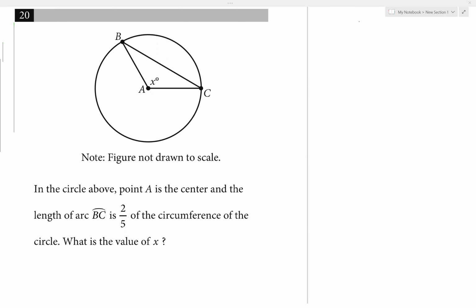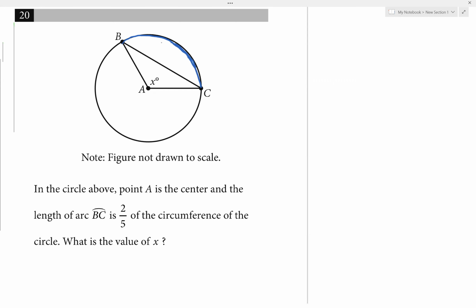Right, number 20. In the circle above, point A is the center, and the length of arc BC is 2/5 of the circumference of the circle. What is the value of x? Okay, so this is the arc length question, and they said the arc length BC. We don't know exactly the length of it, but we know it's 2/5 of the circumference of the whole circle.